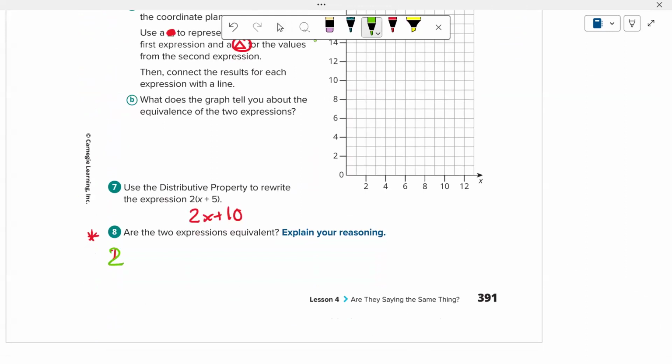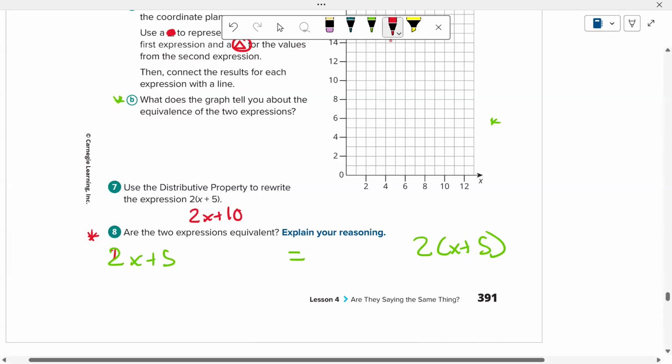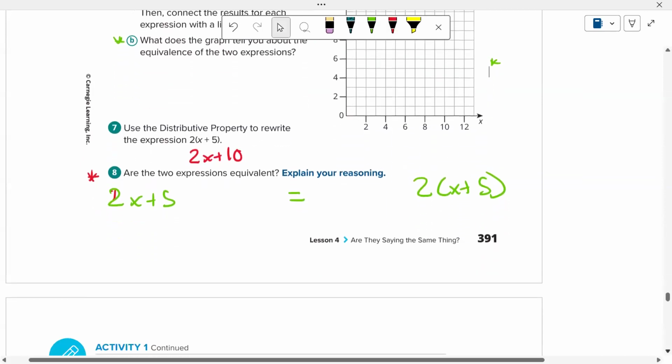So they're asking you if 2x plus 5 is equal to 2x plus 5. I want you to tell me that given your information from letter B in your graph. You're going to tell me that, so I'll be looking for that next class. So I'm going to move on to page 391. If you need a pause to do it, then please do so.